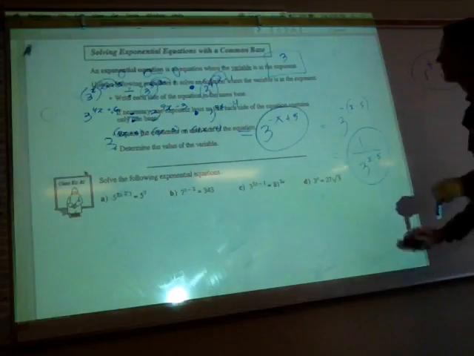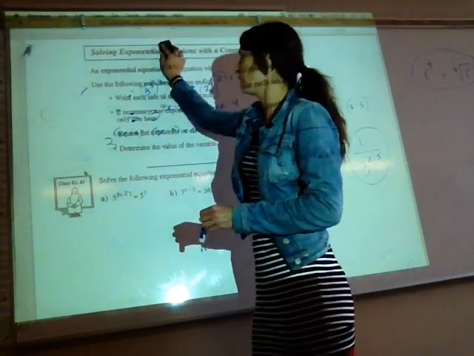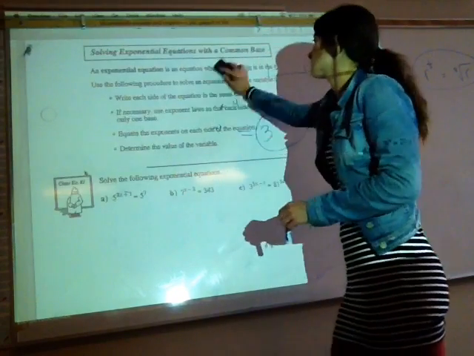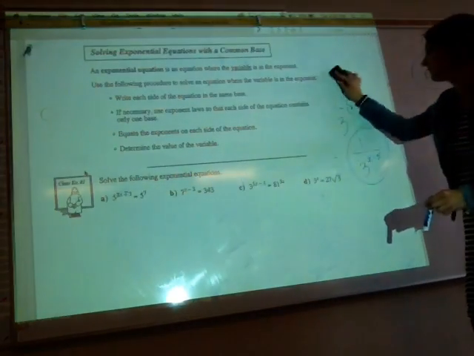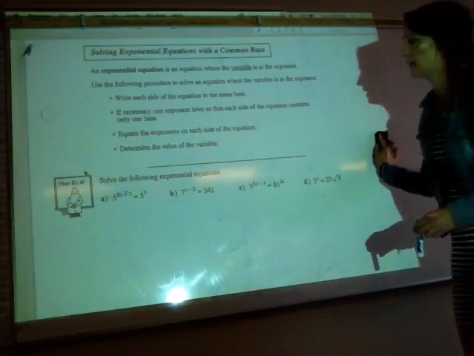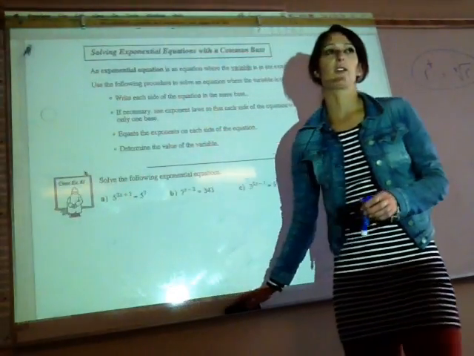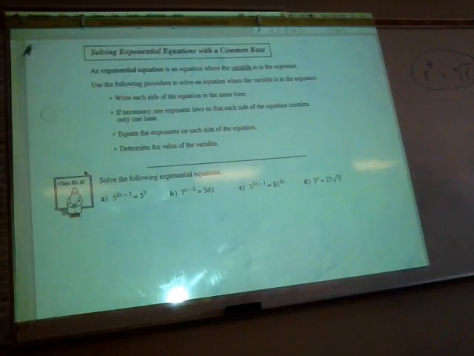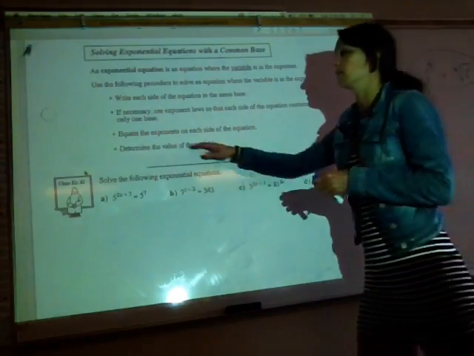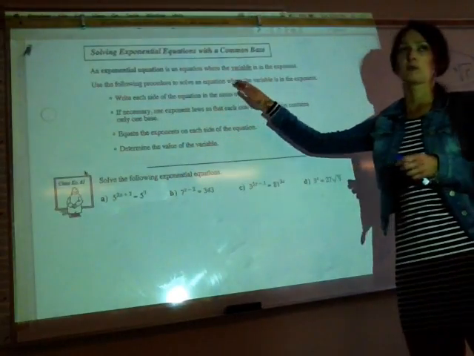Next up, we're solving exponential equations with a common base. So the steps are listed there for you. But basically what you want to do first is make sure that you have a common base. And the rule is if you have a common base, you can set the exponents equal to each other and solve. Okay, so step 1, write each side of the equation with the same base.